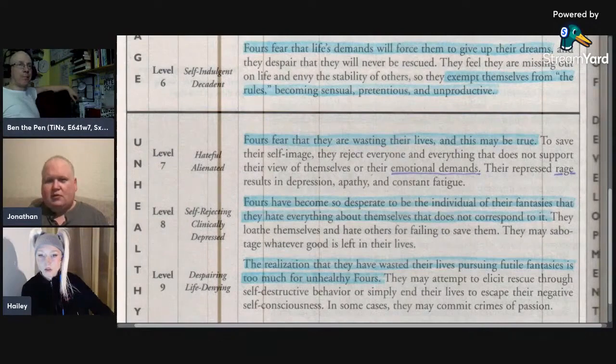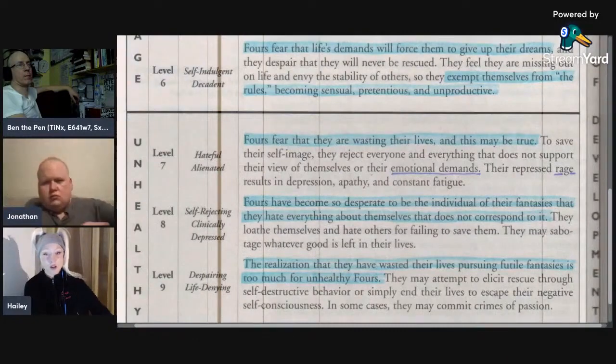Support their view of themselves. I don't relate to that. To save their self-image, they reject everyone and everything that doesn't support their view of themselves. Their repressed rage results in depression. I don't think I necessarily have repressed rage. I think when I get angry, like really angry, which is rare, but when I get there, it comes out. I cannot repress it. It just comes out, and I don't want to stop it.